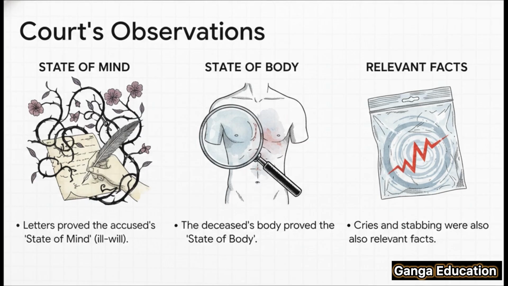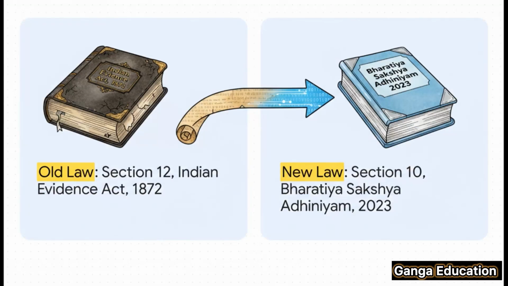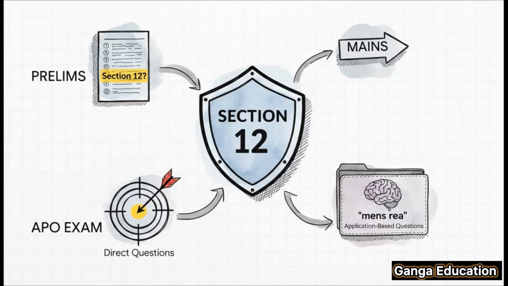Okay, now for a very, very important update, especially for your upcoming exams. आपको ये जरूर याद रखना है कि जो नए कानून आए हैं, यानी भारतीय साक्ष्य अधिनियम 2023, उसमें सेक्शन 12 का जो कॉरेस्पॉन्डिंग प्रोविजन है, वो अब है सेक्शन 10। सो प्लीज इसे नोट डाउन कर लीजिए। ओल्ड लॉ सेक्शन 12, न्यू लॉ सेक्शन 10। तब सवाल उठता है कि एग्जाम पॉइंट ऑफ व्यू से ये सेक्शन इतना इंपॉर्टेंट क्यों है?